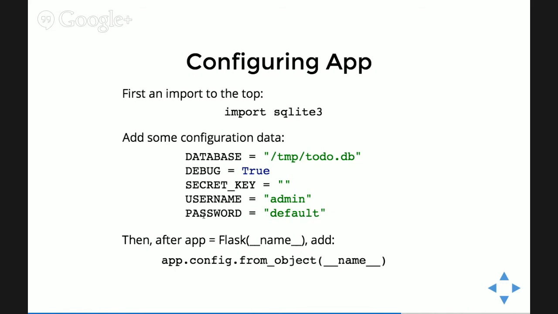App.py. So everything above this bit is before the app equals Flask line, and everything after this comes right after the app equals Flask line.